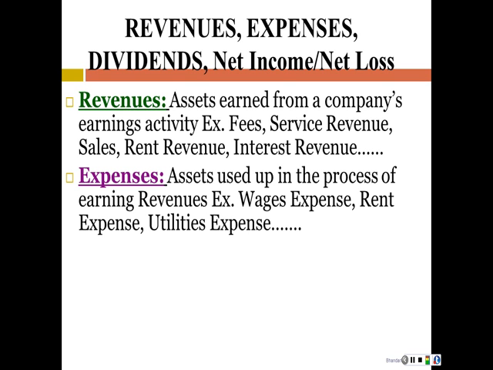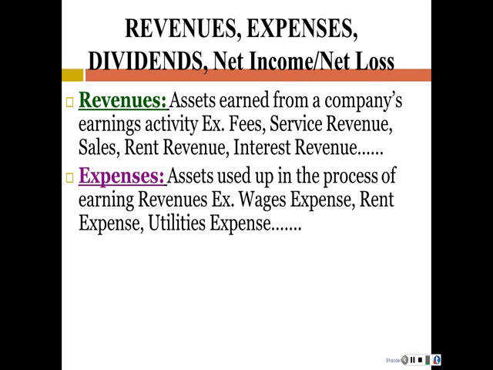Expenses are the assets that are used up in the process of earning revenues. So we cannot just be earning amounts. We have to incur some amount so that we are able to earn those revenues. And so expenses are the assets that get used up in the process of earning revenues. And so we label the expense based upon what it was for. So if we pay our employees wages, we have wages expense.